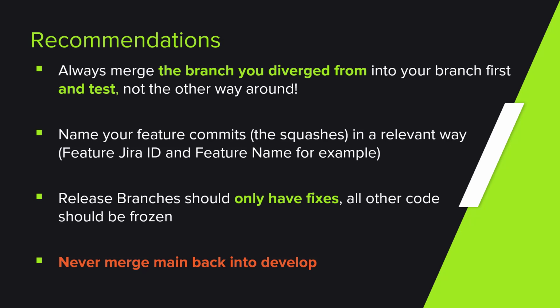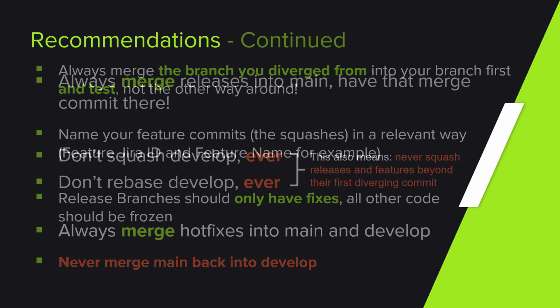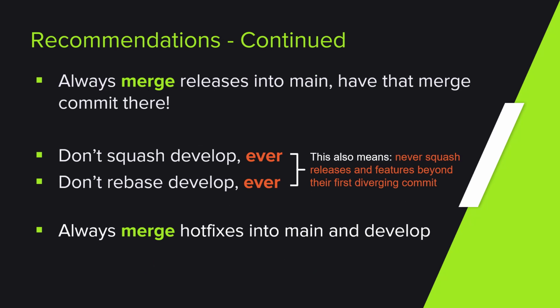Also, try not to merge main back into develop. You can merge main into the release branches to fix conflicts before merging the squashed release into main. Remember never to squash your shared branches like develop or main, and be careful when rebasing to never go beyond the diverging commit. Hotfixes should be merged into both main and develop.